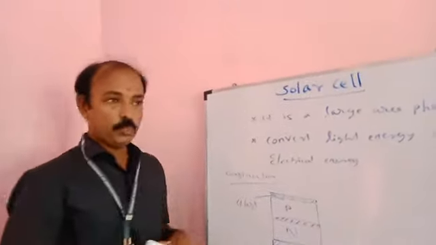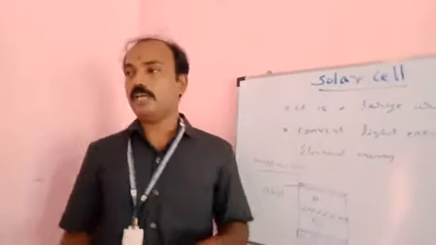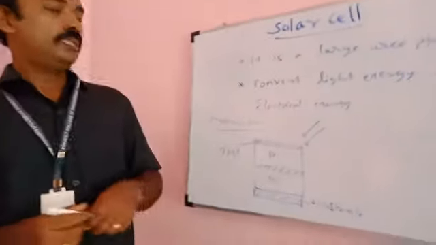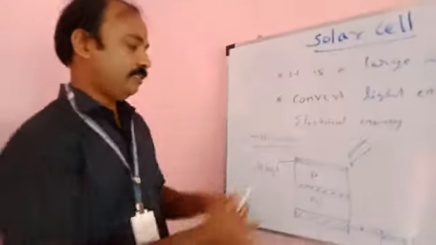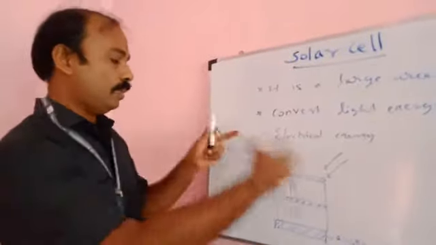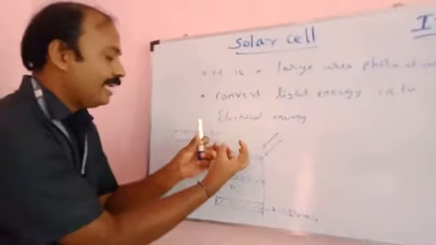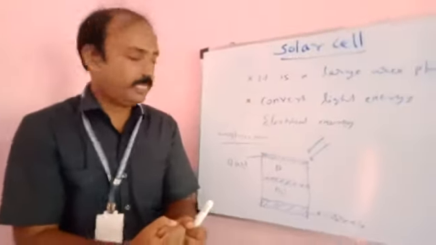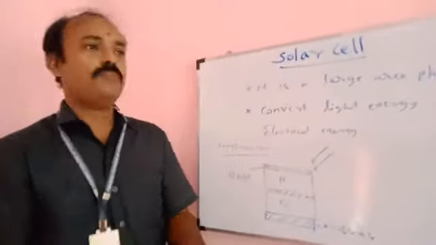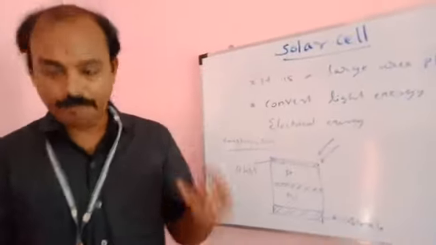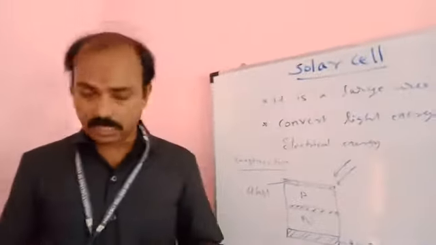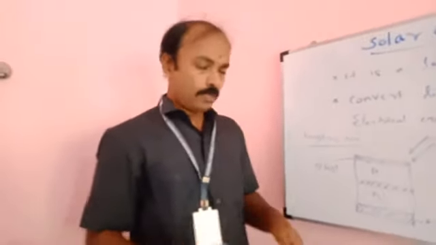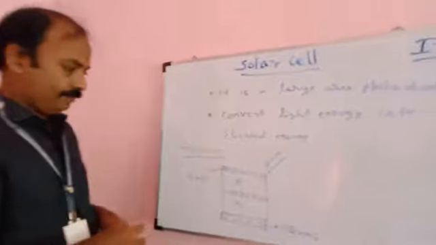Glass is very useful for absorbing the light which falls on this solar cell. The PN junction is the solar cell. This glass is able to absorb the light energy. Based on the absorption of light energy, a hole and electron pair is formed in the PN junction diode. Then automatically the electricity will be produced. So this is the construction.